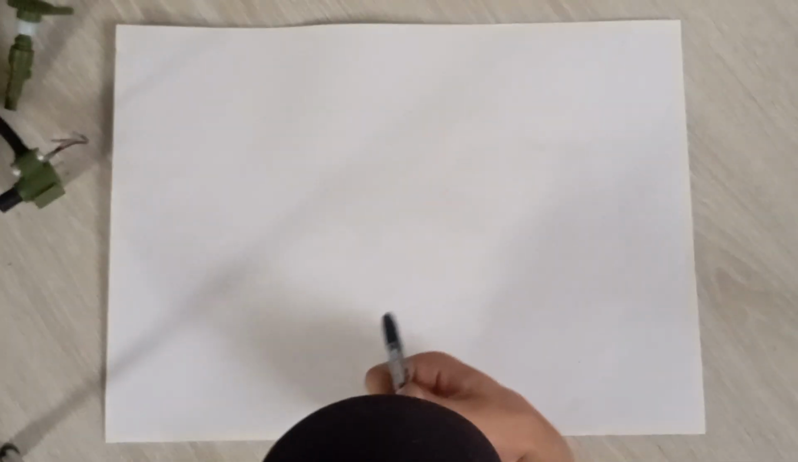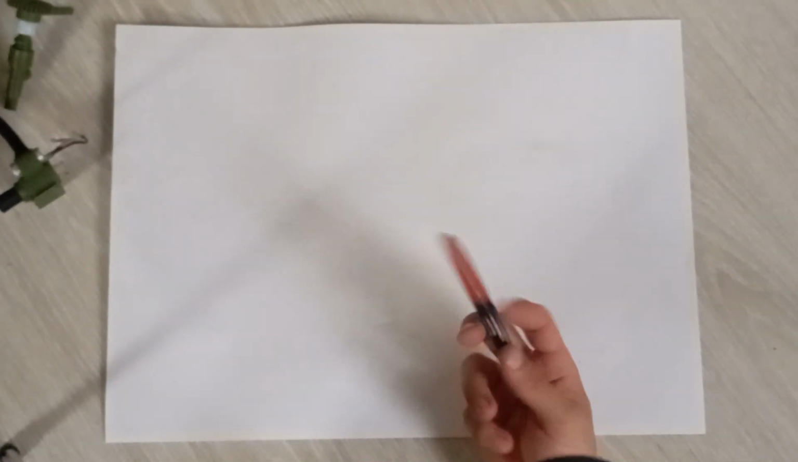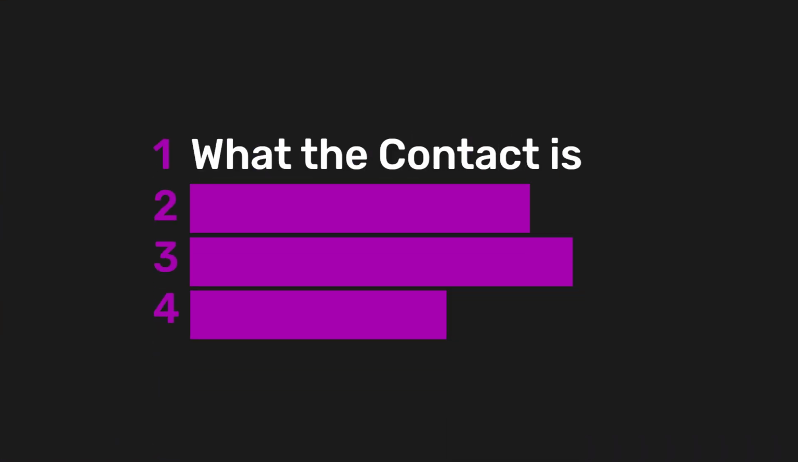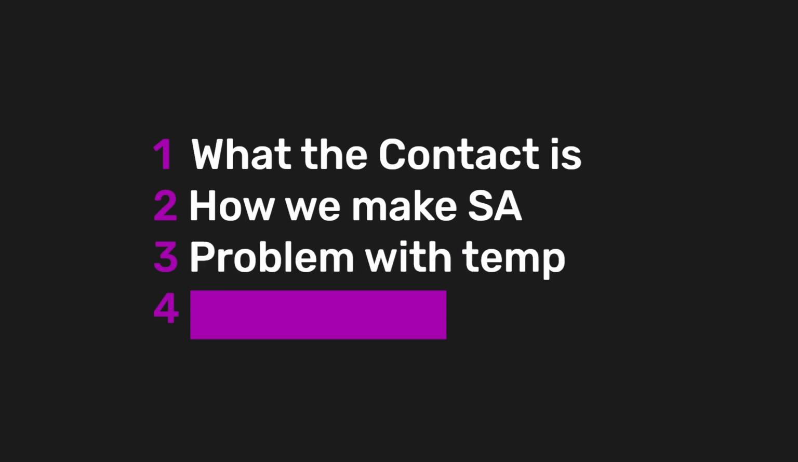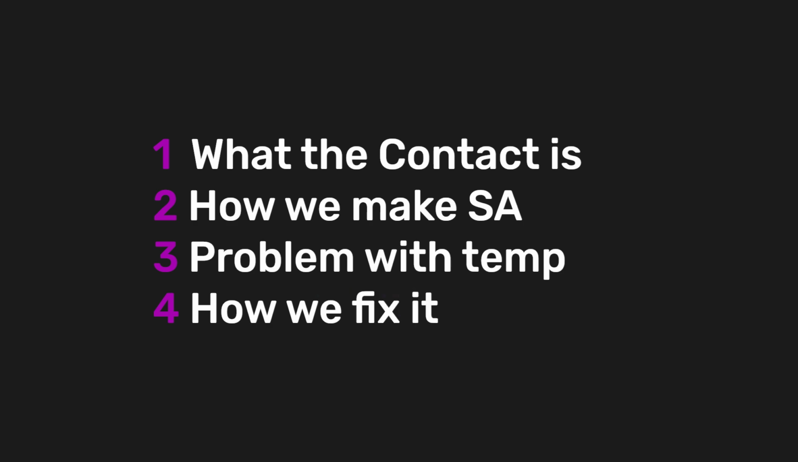Hi, my name is Manny Stringer, and today I'm going to talk about the contact process, basically how I make sulfuric acid. First of all, we're gonna recap what the contact process is, how we make sulfuric acid, what is the problem with regular temperature reading and the control based on that, and what is the solution to fix all these problems. So let's go.